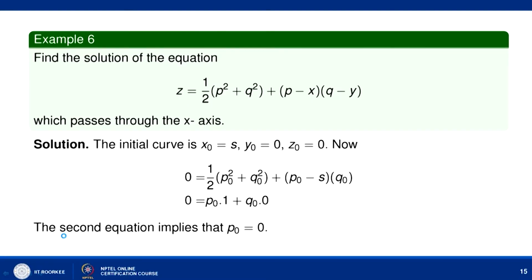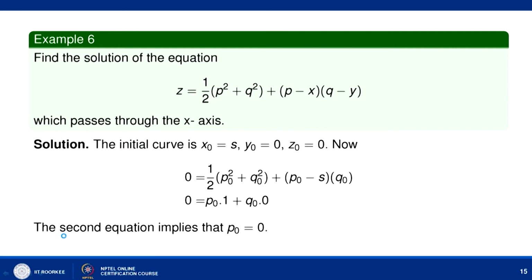So for that, let us consider one example. Here we need to find the solution of the equation z equal to 1 by 2 (p square plus q square) plus (p minus x)(q minus y), which passes through the x axis. First, with the given data, we try to find the initial curve.